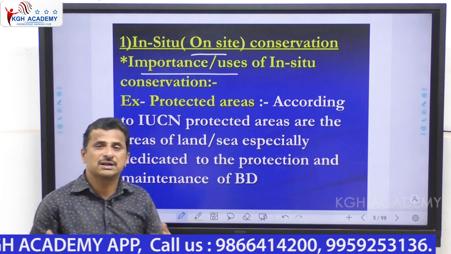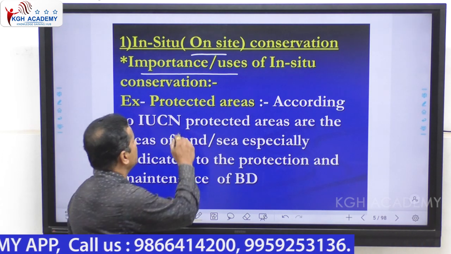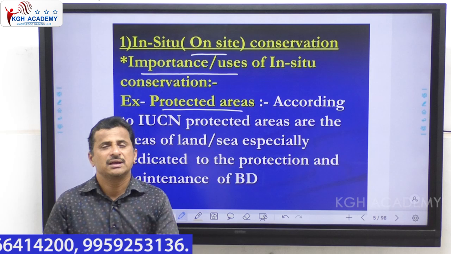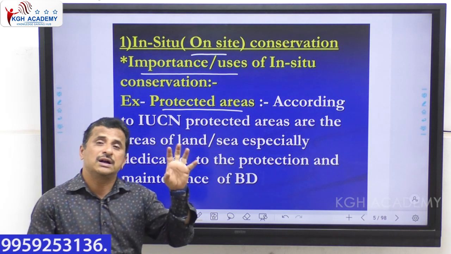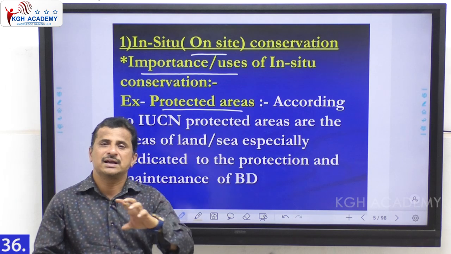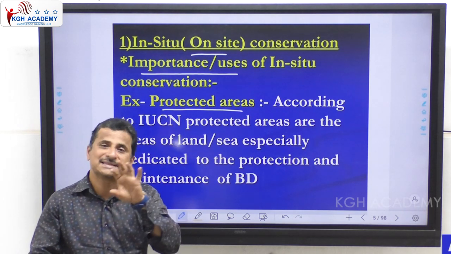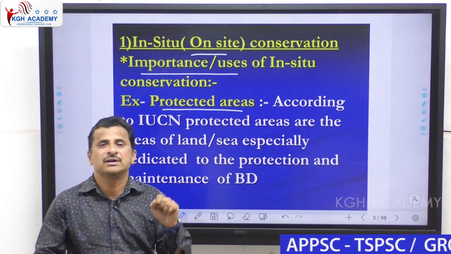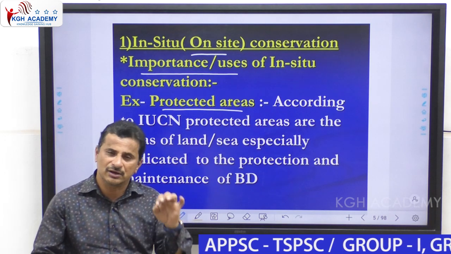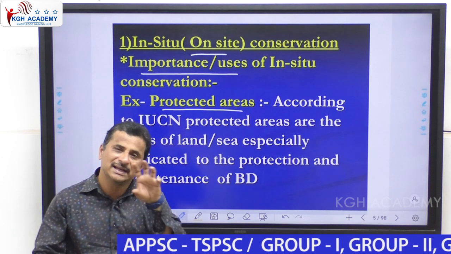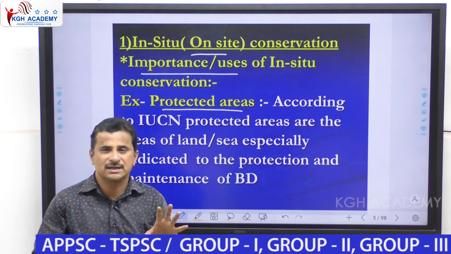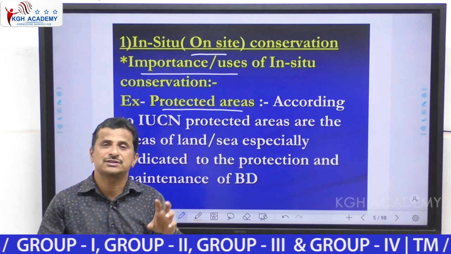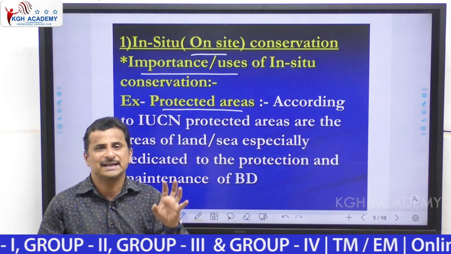In-situ conservation is possible by establishing protected areas. Then what are protected areas? Protected areas are land or sea areas reserved for the betterment of wildlife, plants and animals or organisms. Protected areas are legally established areas of land or sea, and these are helpful to the conservation of organisms, plants and animal life.